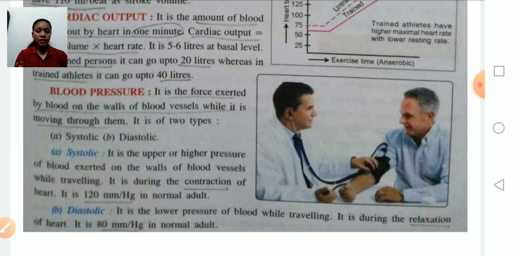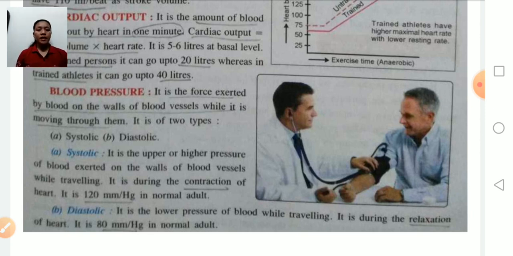And diastolic means lower pressure, lower pressure of blood while traveling. It is during relaxation of the heart, and it is about 80 mm Hg in a normal adult.